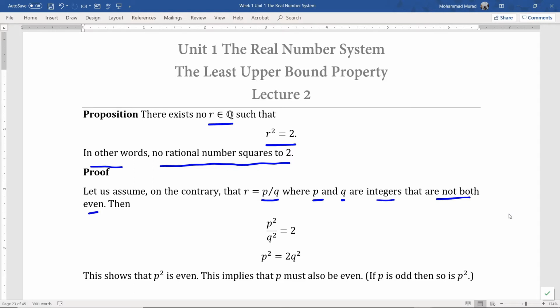Then we can write p squared over q squared equals 2, obtained by substituting r equals p over q into the equation. Or p squared equals 2q squared. Now this shows that p squared is even, since p squared equals 2 times some integer. This implies p must also be even, because if p is odd, then so is p squared.